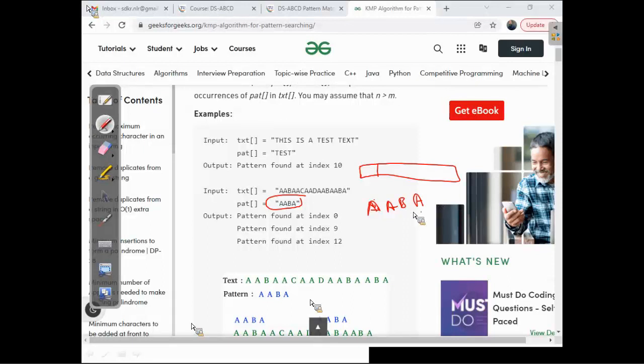So if you take any position, let's start with this position. If you see this and look back, what is there? B is there, A is there. Is there a prefix? Is there a suffix which is equal to the prefix? No. So we'll put a 0 here.